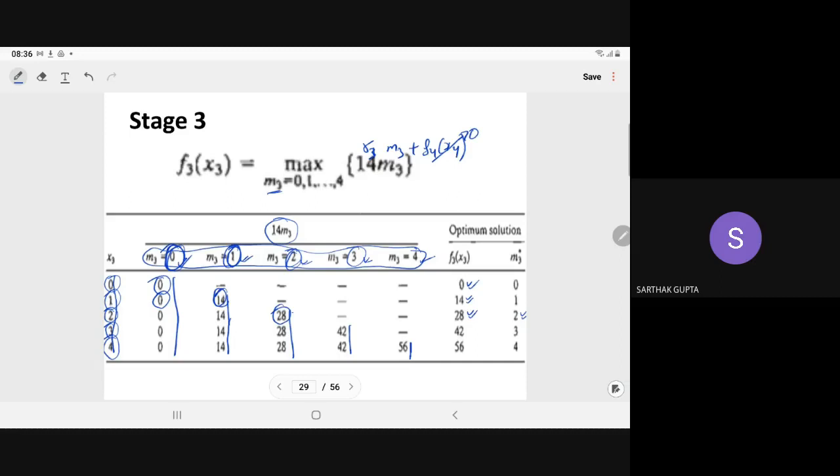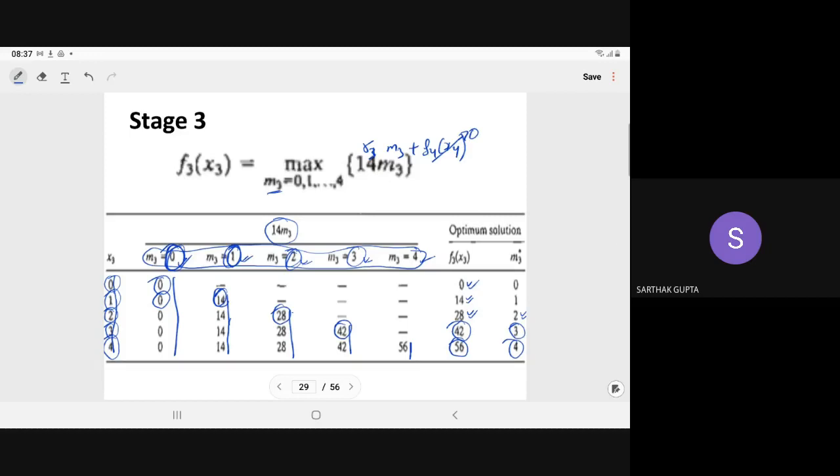Now, when the state variable X3 is equal to 3, then maximum revenue you can get is 42, so here we have 42, when M3 is equal to 3. And when X3 is equal to 4, maximum revenue you can get is 56 when M3 is equal to 4. So in this way we have to write the table.